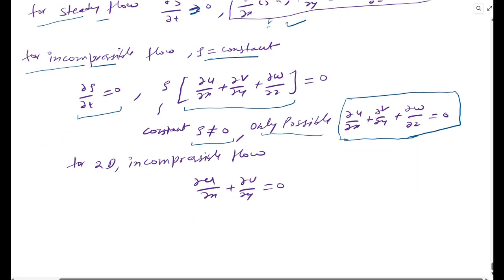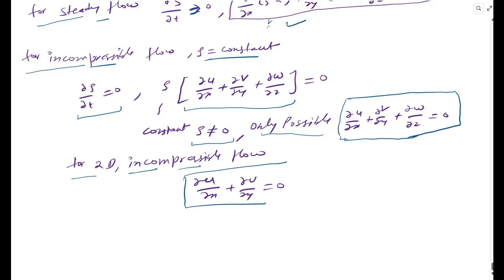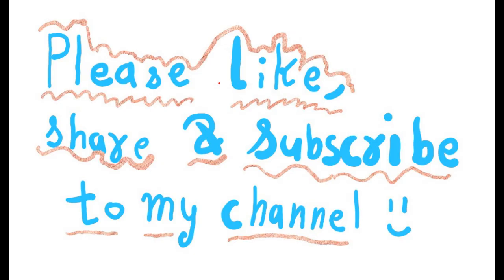Similarly, in the case of 2D, the third dimension is 0, so we can write the continuity equation like this. This is for 2D, where w is 0. This is not omega, this is w, the velocity in the z direction, which is 0. We can write this one.